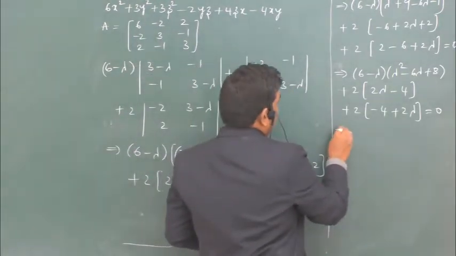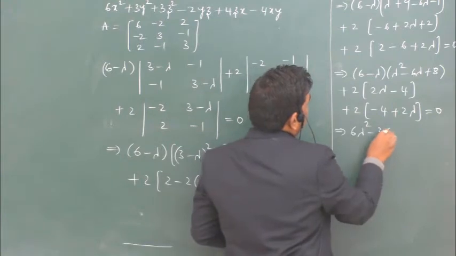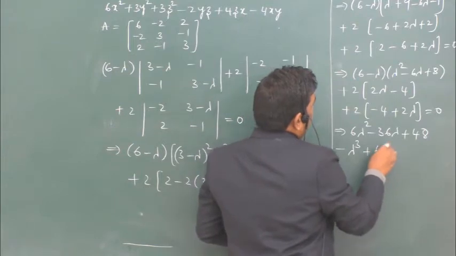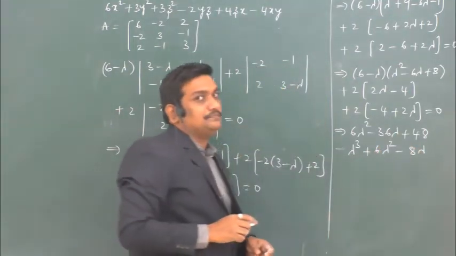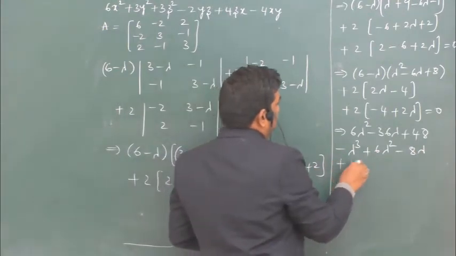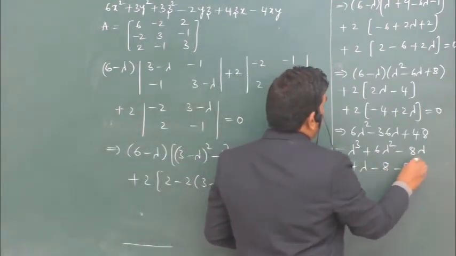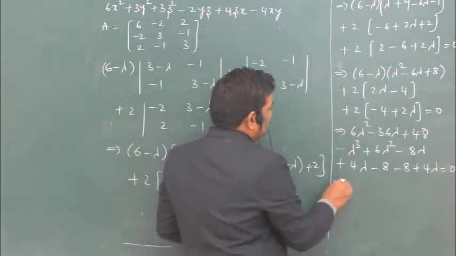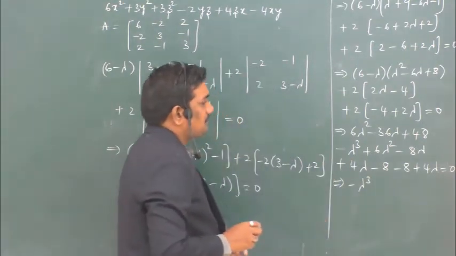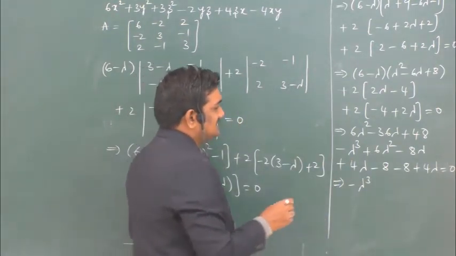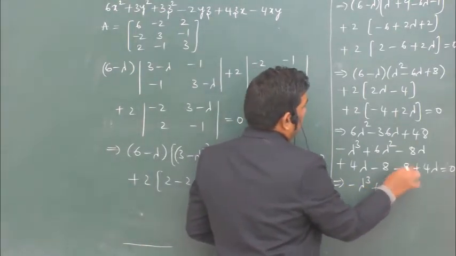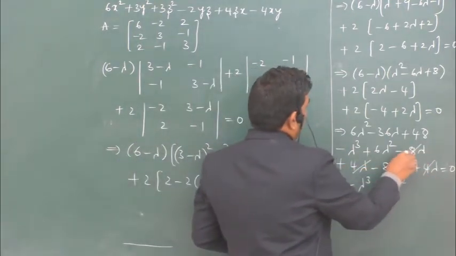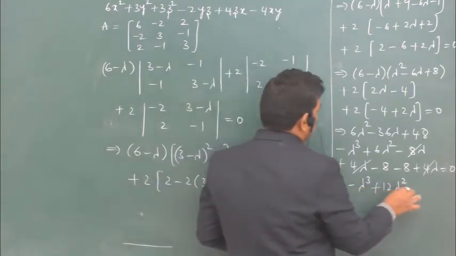Then it is 6λ² - 36λ + 48 - λ³ + 6λ² - 8λ + 4λ - 8 + 4λ = 0. Now it is -λ³, 6λ² + 6λ² = 12λ², and 4λ + 4λ = 8λ. So the λ coefficient is -36.